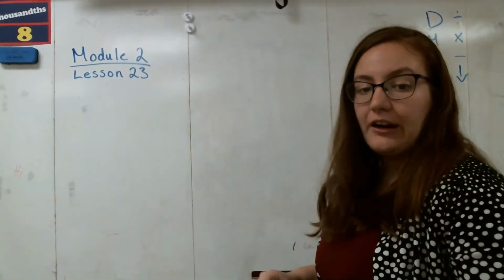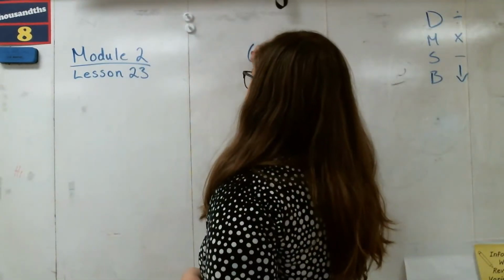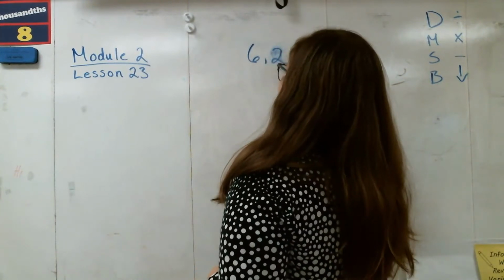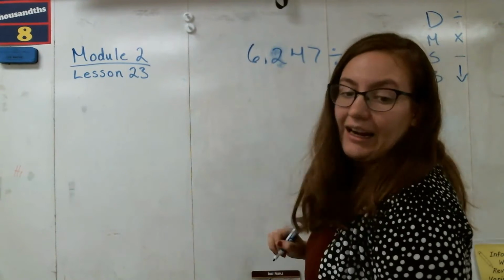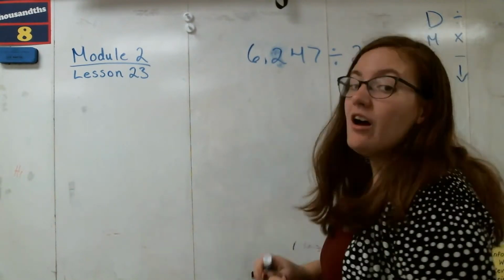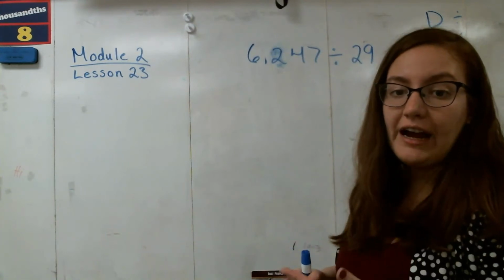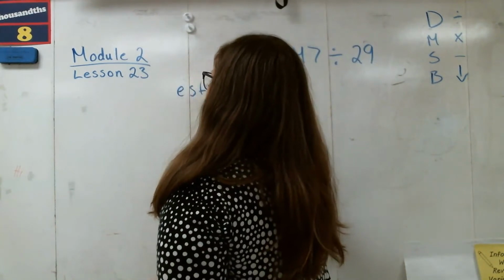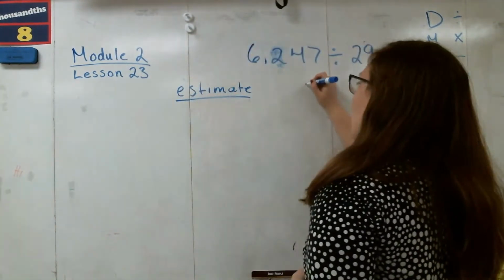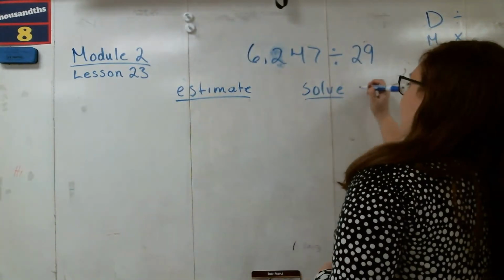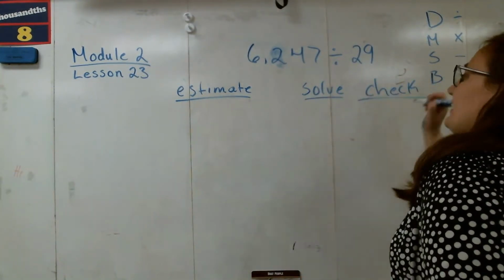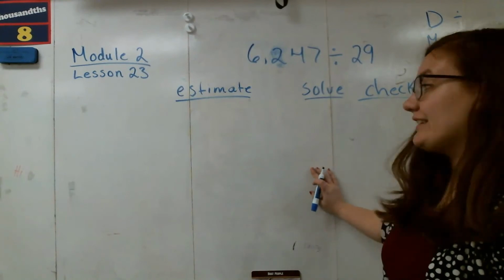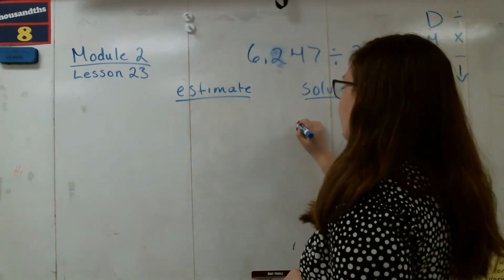And let's go ahead and get started with our first problem, which is 6,247 divided by 29. And for this problem, just like all the other ones, we're dividing this problem into 3 different steps. So we have our estimate step, we have our solve step, and then we have our check step. So we have 3 different steps that we need to accomplish. So what we're going to do, just like the previous lesson, is start by writing out my problem first.